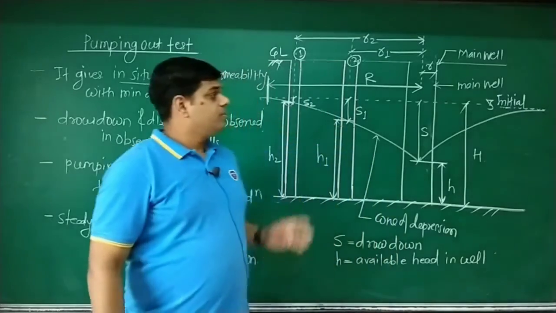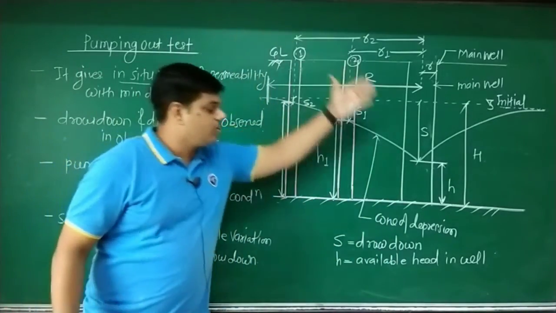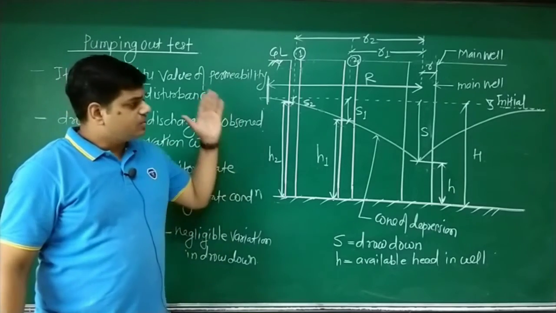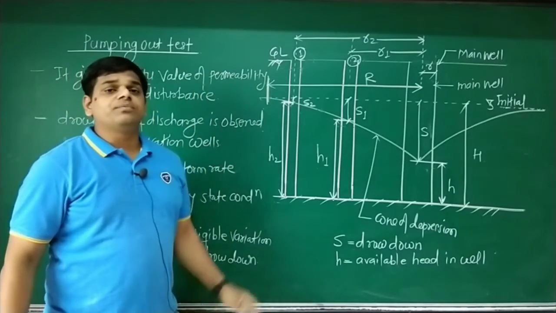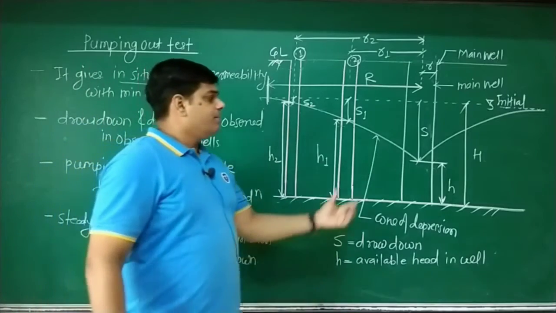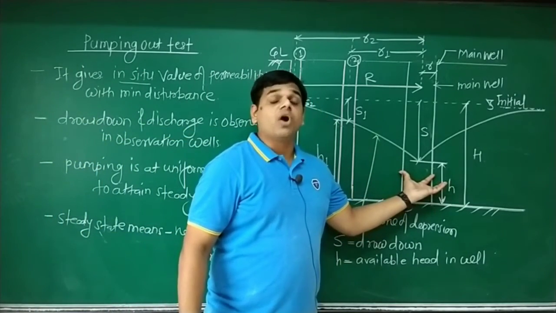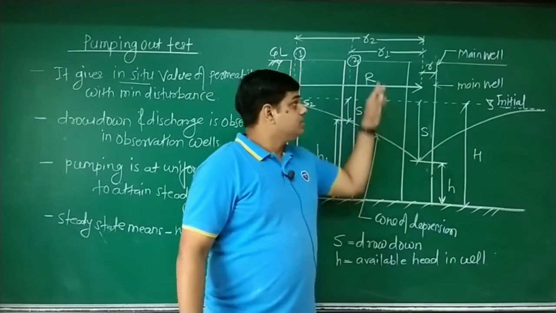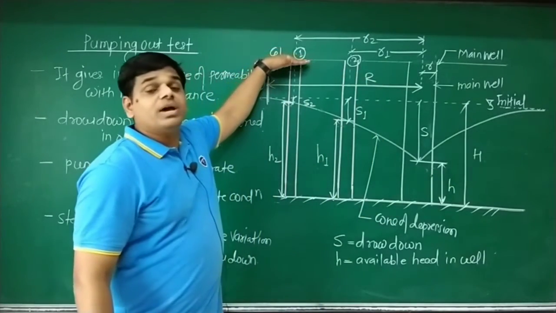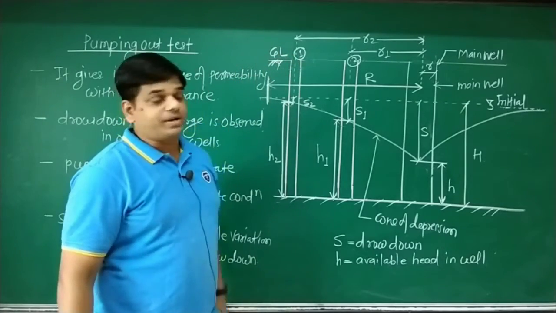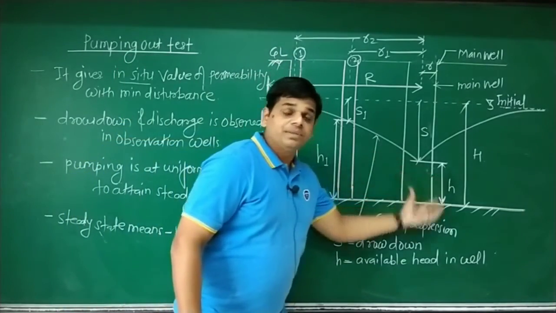Okay, now a detailed presentation is drawn on the board. Let me explain one by one the various components of this pumping out test. The middle one, whose diameter is comparatively more, is called the main well. See, this is the ground level. We are going to drill or make a borehole below the ground surface. So this is the main well.